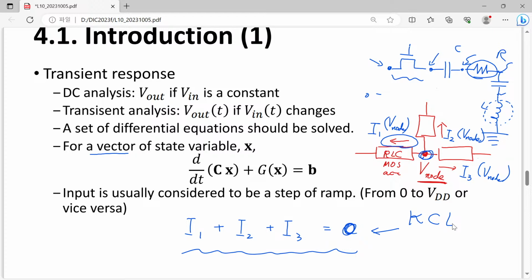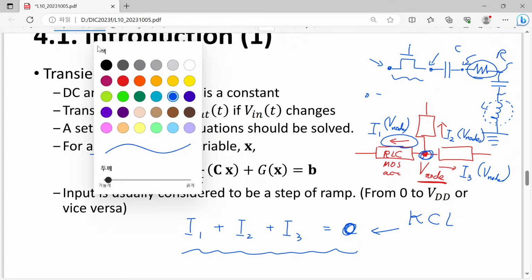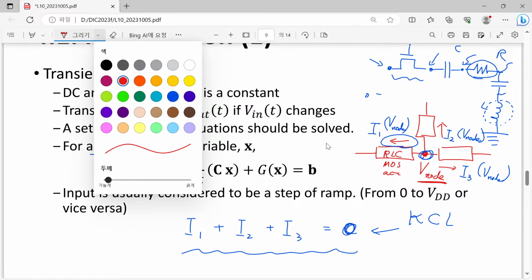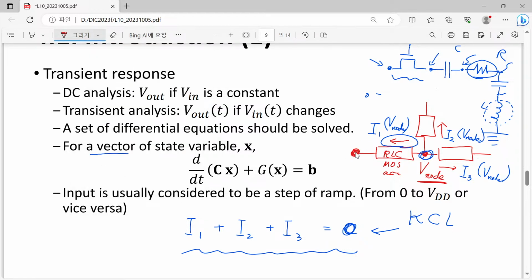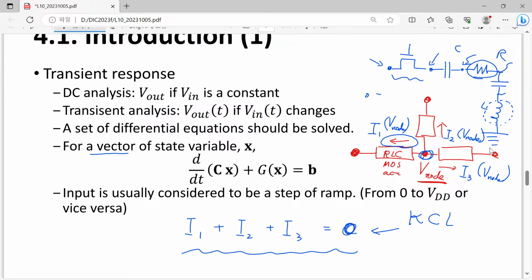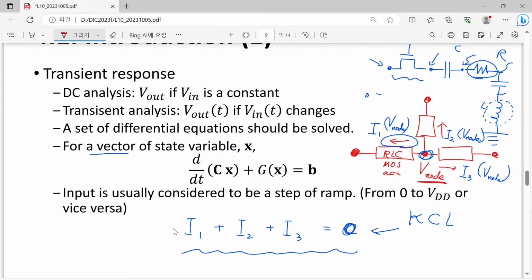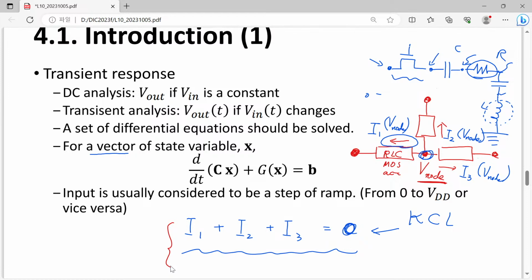Then, of course, we have multiple nodes. This is not the only node inside our circuit. Of course, there will be another node, and another node. It means that each node can have its own KCL. Then we can collect a set of Kirchhoff's current laws, and when we solve this set, that will give us the complete description of our state variables.